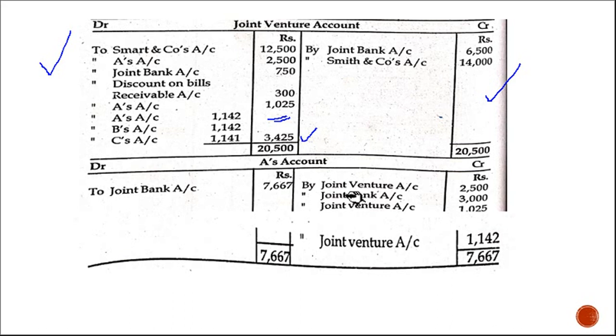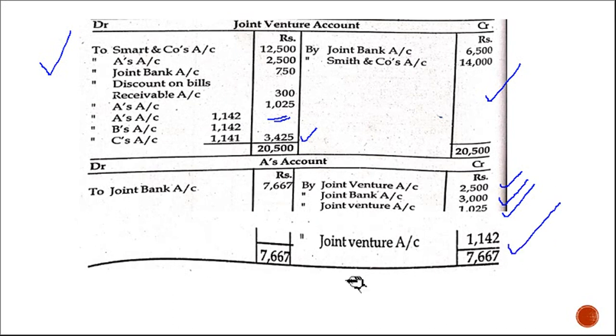See, there are entries. Joint venture account debtor to A's account. So by joint venture 2,500, right? Then joint bank account debtor to A's account 3,000. Then joint venture account debtor to A's account 1,025. Joint venture account, here it is A's portion of profit.